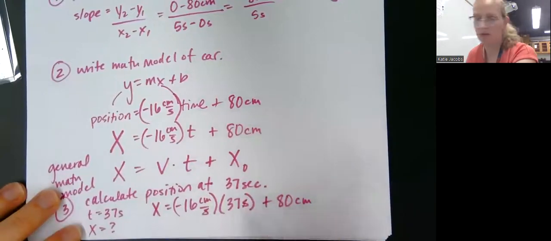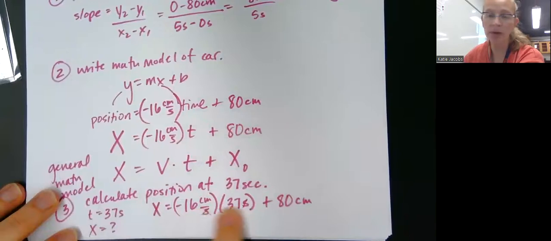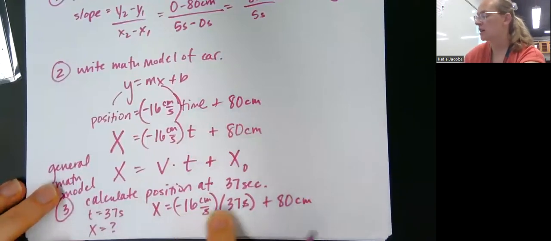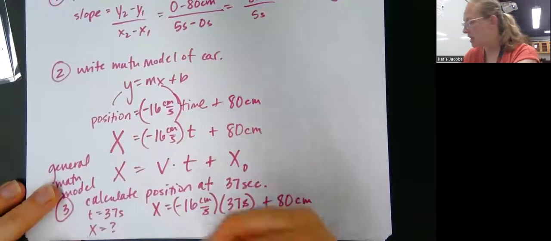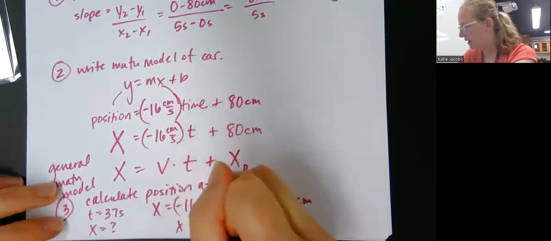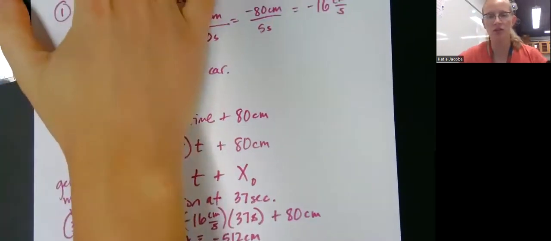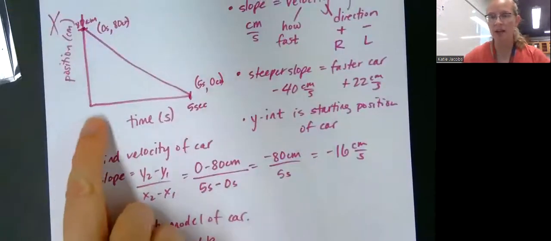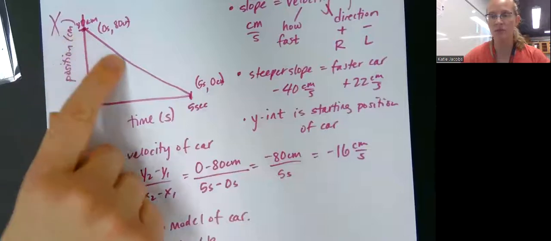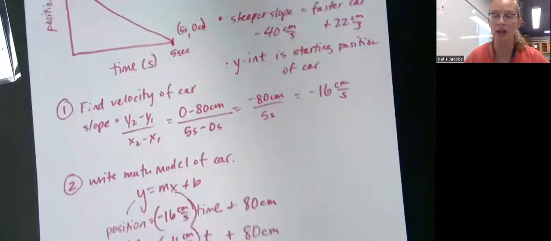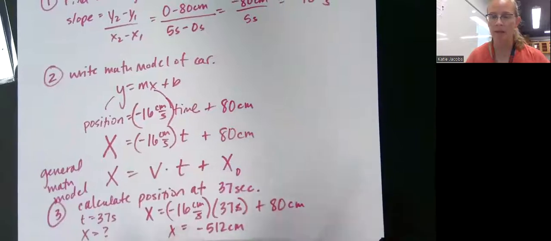Seconds here is canceled. So I'm left with a centimeters term and a centimeters term. In my calculator, I plug in negative 16 times 37 plus 80. And the answer is negative 512 centimeters. Which again, you might wonder why it would be so negative. Because if you think about this graph, as time goes on, if this line continues in the same motion, I'm going to end up at a very, very negative position, which just means I'm way to the left of the reference point. Hopefully this was helpful.